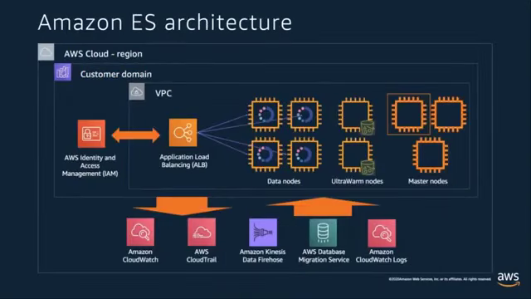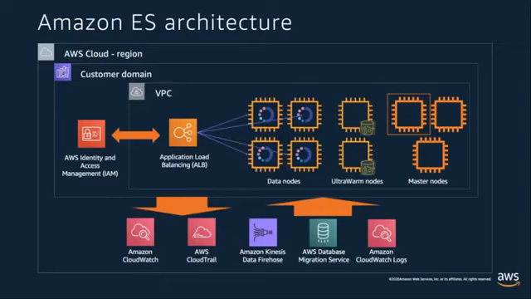Under the covers, Elasticsearch is a distributed system, and we have a number of different nodes for Elasticsearch. We have data nodes, which hold your data, respond to queries, and do the indexing for your data. We have master nodes, which orchestrate the cluster and keep the cluster functioning as a whole. And then we have ultra-warm nodes that are higher density storage provided by S3 that provide you the ability to store long tail data at a much reduced cost.